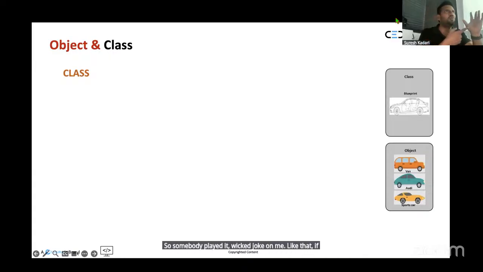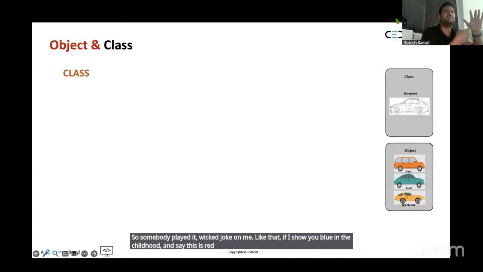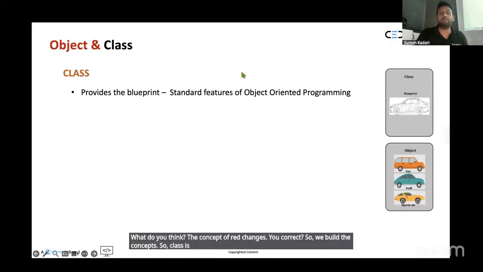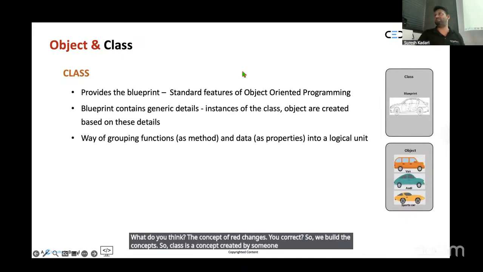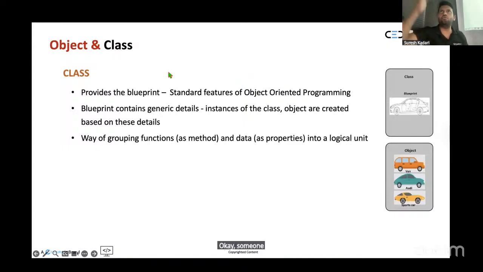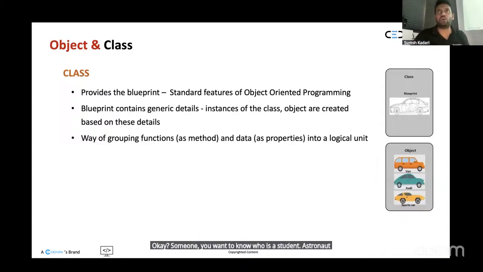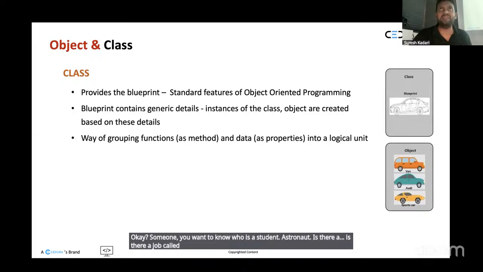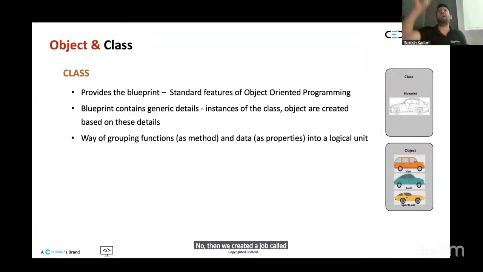Like that, if I show you blue in childhood and say this is red, what do you think? The concept of red changes. Correct? So we build concepts. So a class is a concept created by someone. Take astronaut. Was there a job called astronaut in the 1900s? No. Then we created a job called astronaut and we defined the class. I'll tell you a small joke and you will understand.